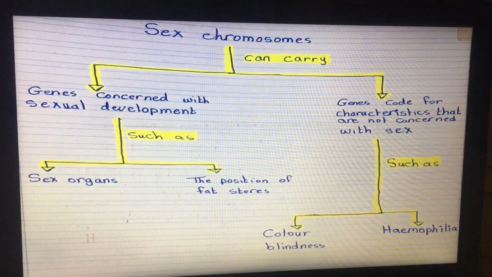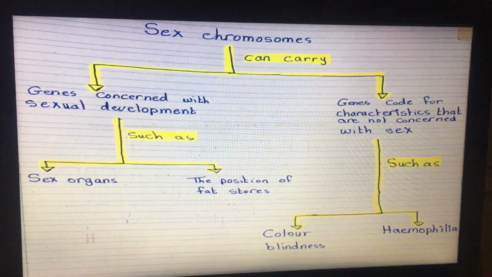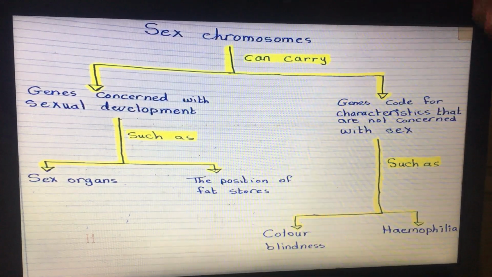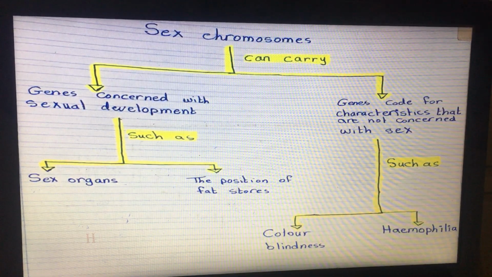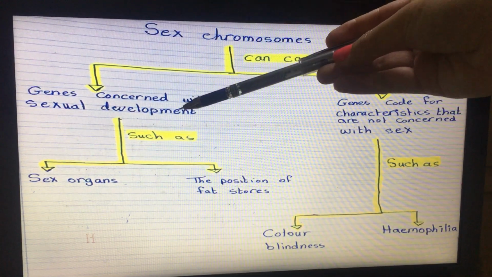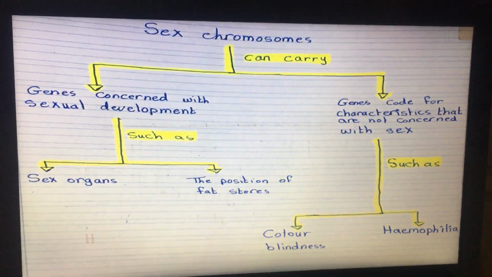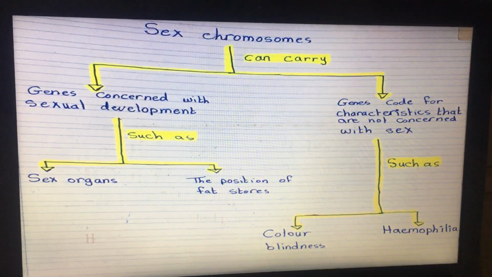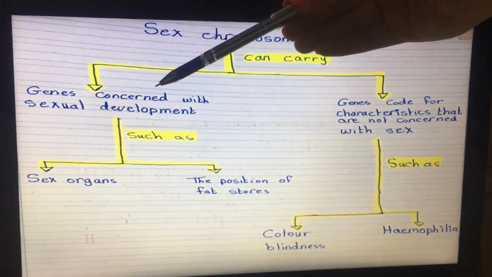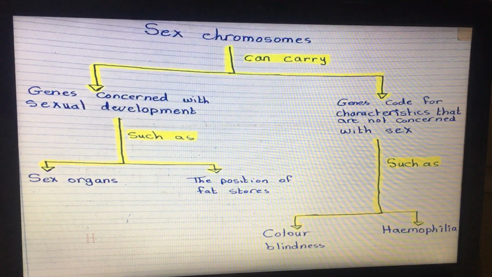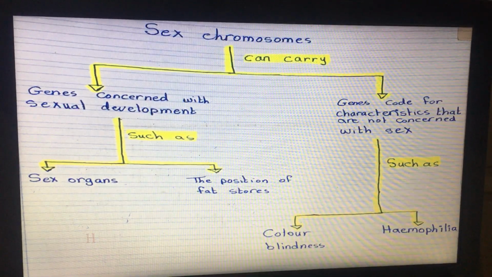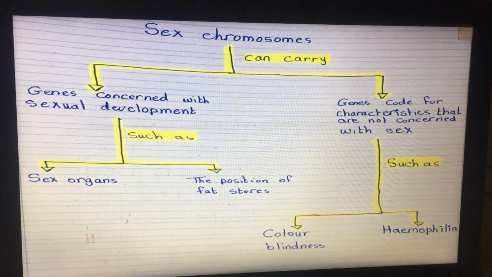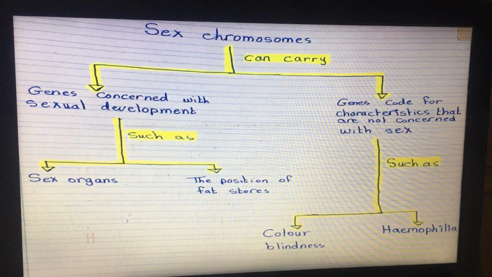Now, you have to know that sex chromosomes can carry two things. The first thing: genes concerned with sexual development. So, sex chromosomes can carry genes which are concerned with sexual development. What do you mean by sexual development? Or how can sex chromosomes carry genes concerned with sexual development?